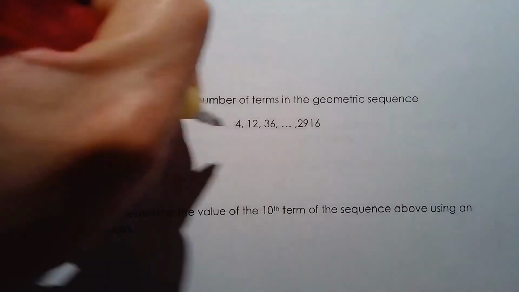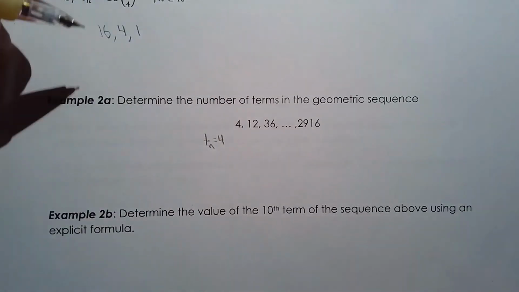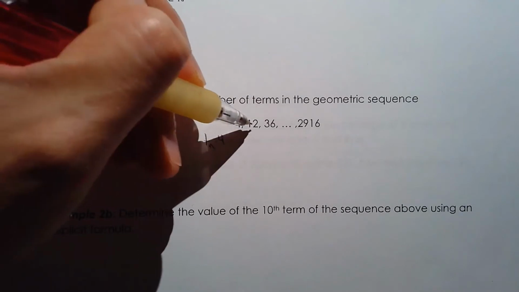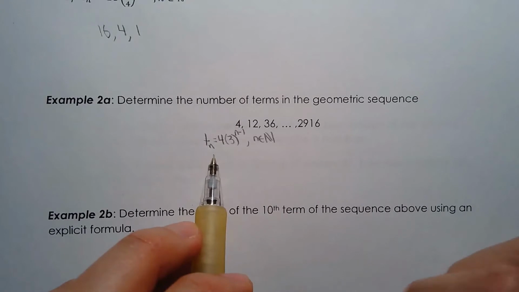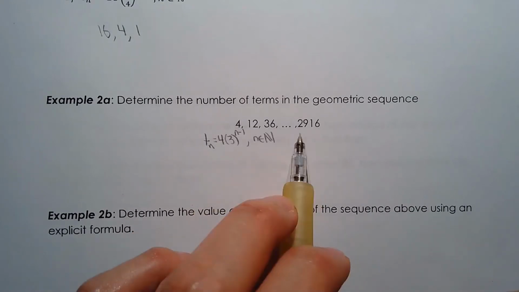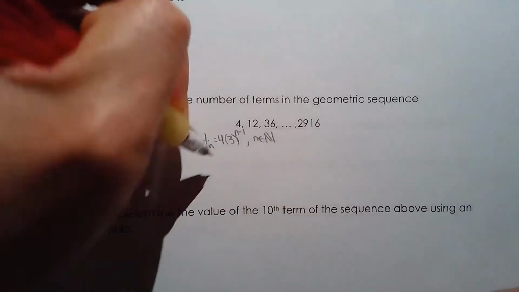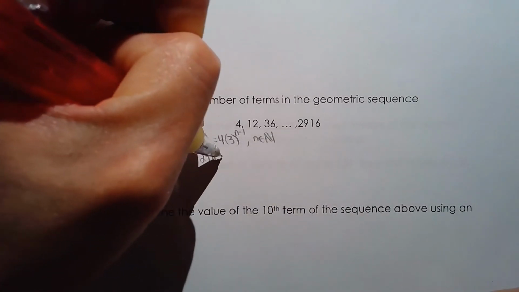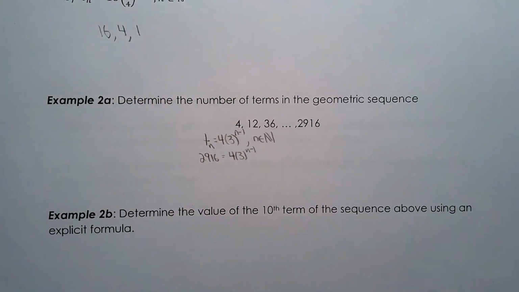All right, t sub n, the nth term, is equal to 4. That's the first term. The common ratio here, hopefully you see, is 3, because 12 divided by 4 is 3, 36 divided by 12 is 3, so we're multiplying by 3. That's the formula for the general term. So I'm going to let t sub n, the general term, be 2,916, and then solve for n. Divide both sides by 4, 729.